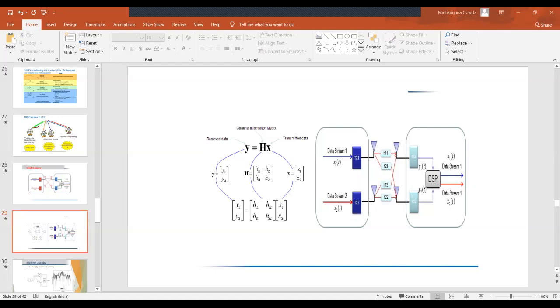So the received data Y is equal to HX plus N. As I said, the received data Y in terms of a vector matrix, I can write Y1, Y2. H is the channel matrix, that is H11, H12, H21, H22, and X is the transmitted symbol. It is also a vector, X1, X2.